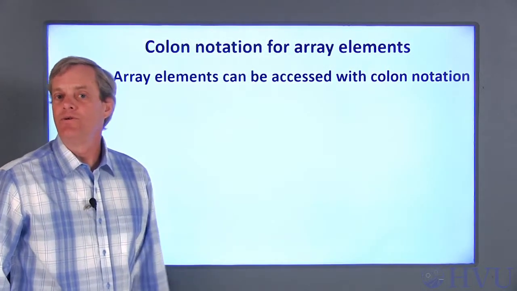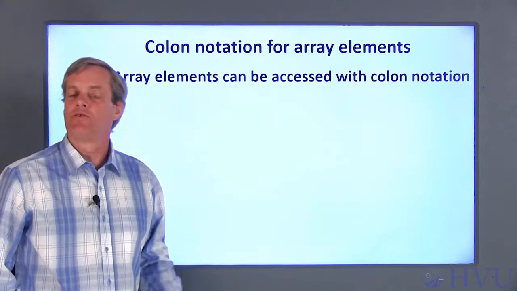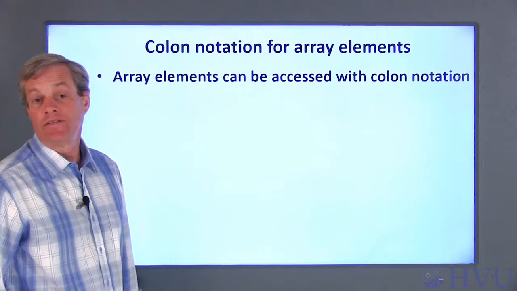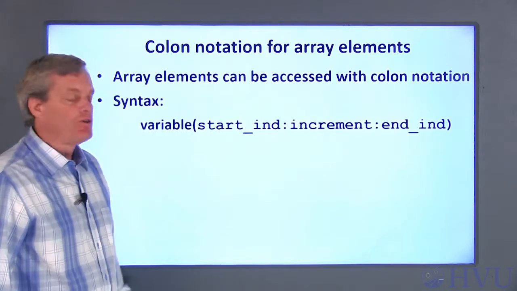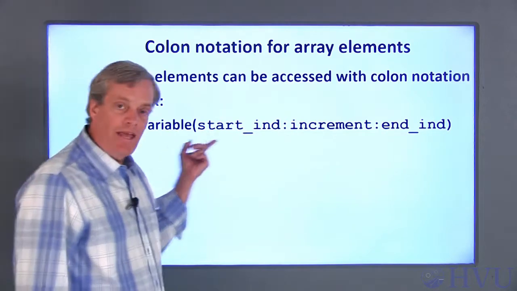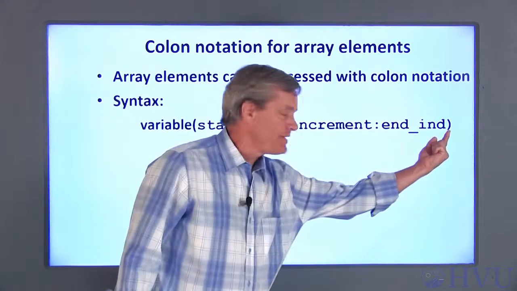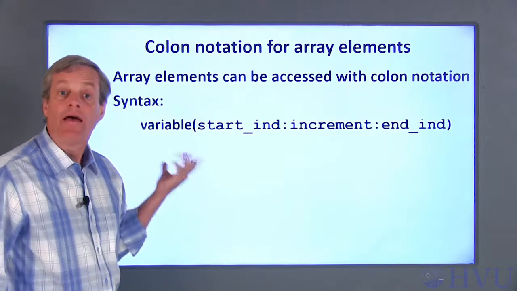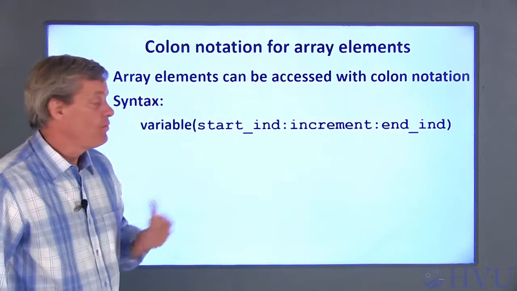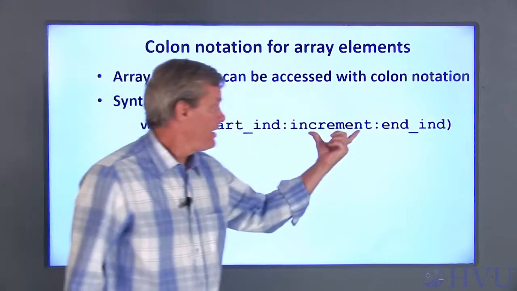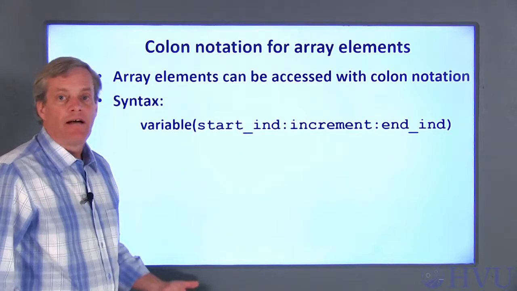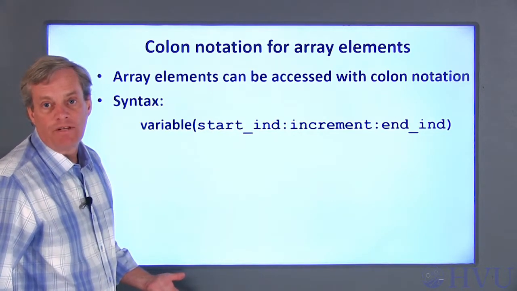Colon notation can be used to access ranges of elements in an array, much in the same way colon notation was used to define ranges of elements in the last video. The approach is similar to that taken when creating arrays, but the numbers created appear within parentheses after the variable name, and of course, all of these values have to be integers. We still specify a beginning value, an increment, and a final value. The actual indices are calculated the same way they were in the previous video.